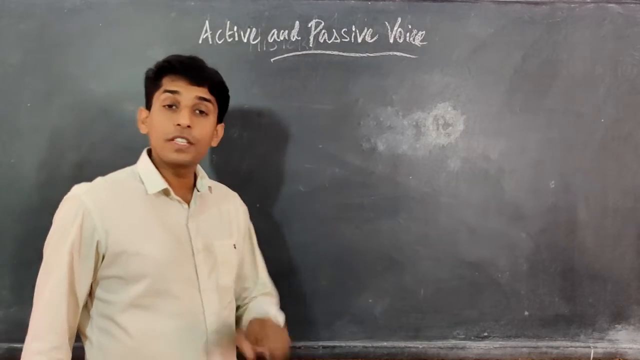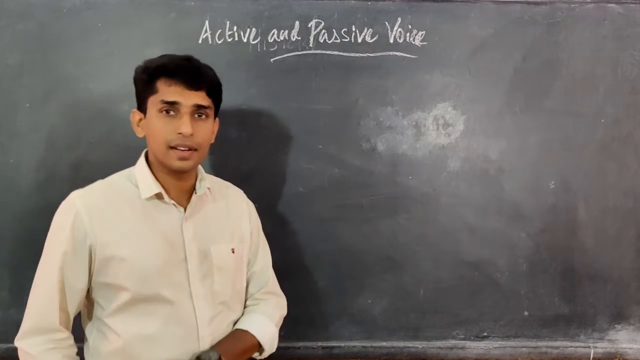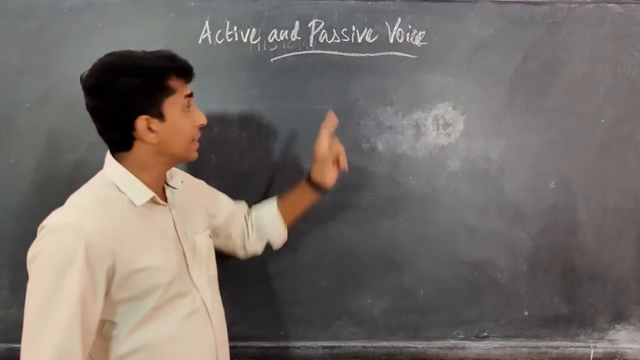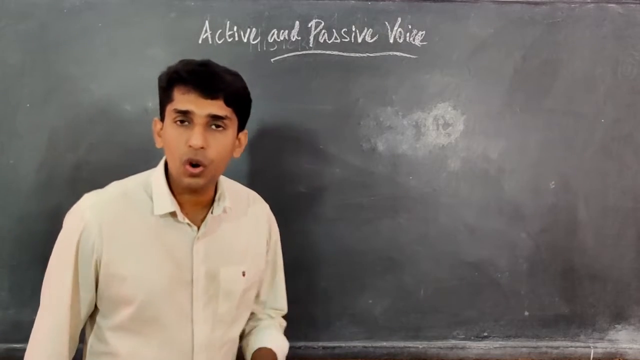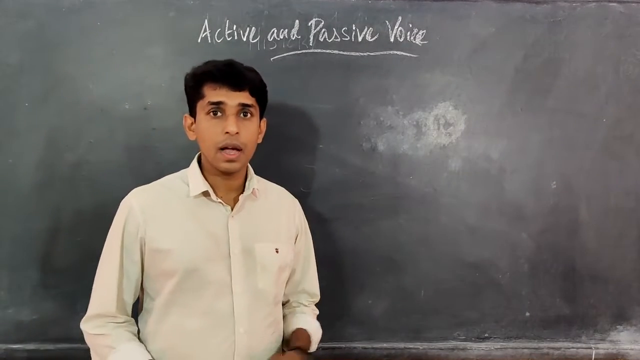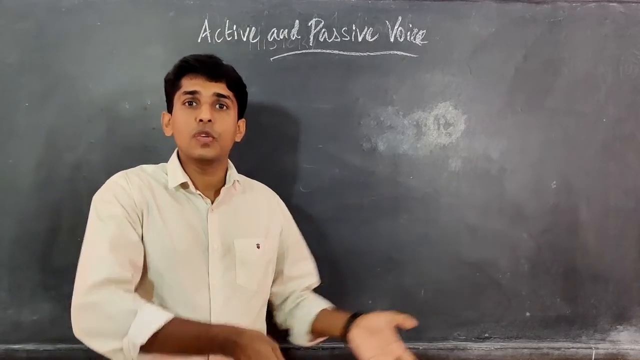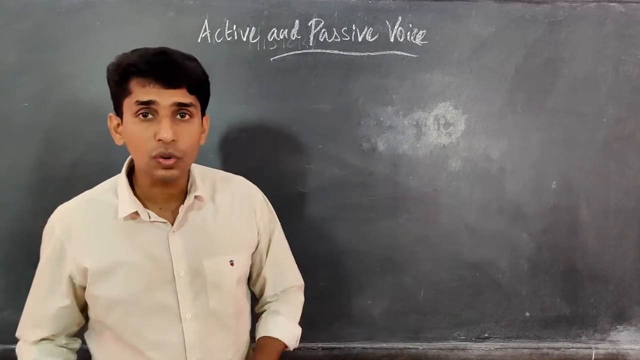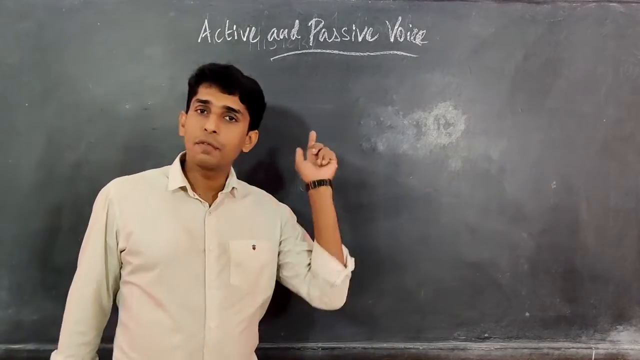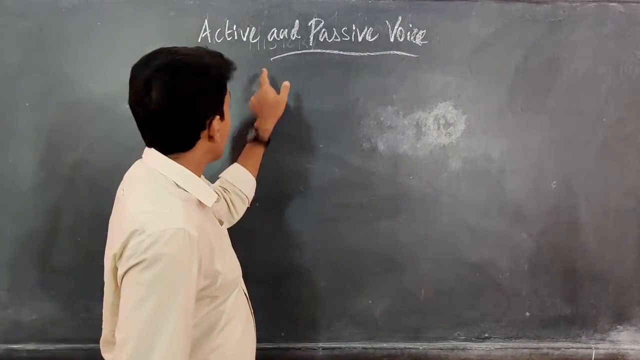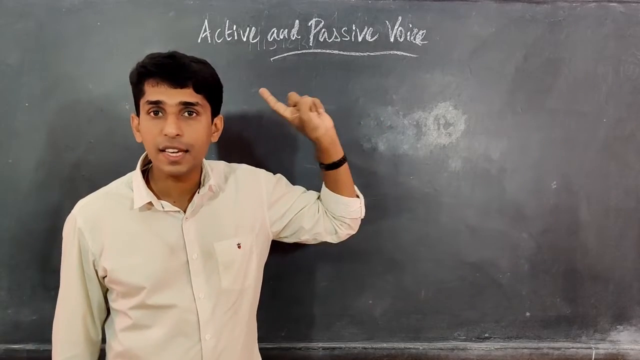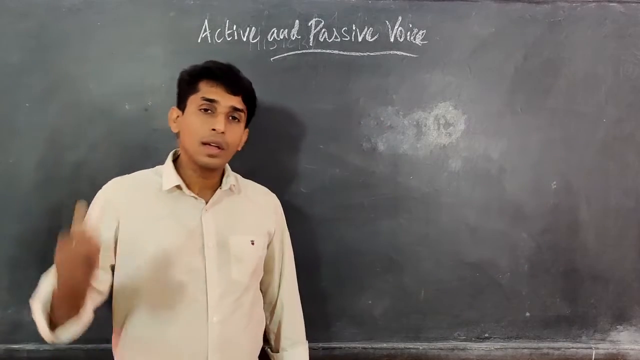Last day, we just saw how to report a sentence, isn't it? Today, we will see another interesting grammar part. It's called active and passive voice. Usually, we get a sentence in active voice and we have to convert that into passive voice. First, we should know what an active sentence is. Then only we can change it into passive voice.